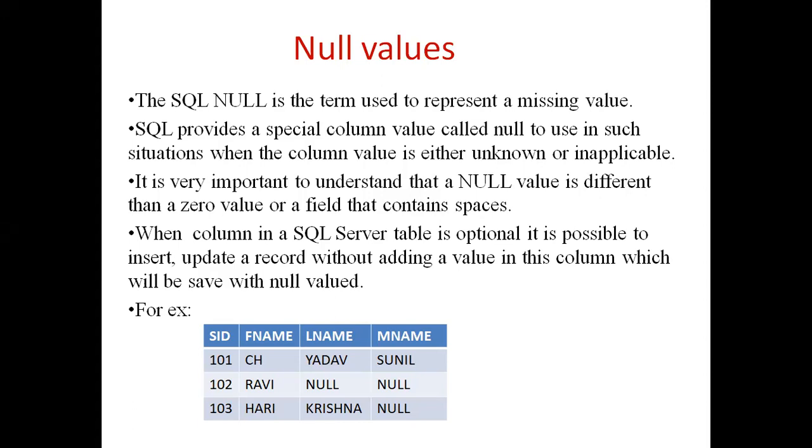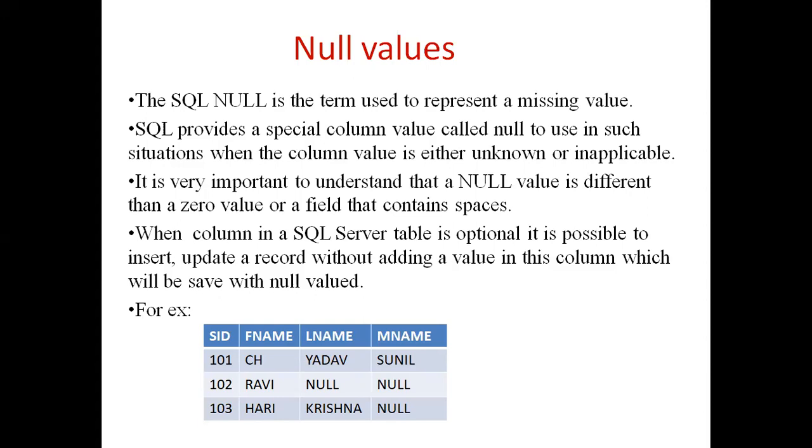So here are some examples, 3 records, of people having a first name, last name, and middle name. The first person, Sunil Yadav, has a full first name, last name, as well as a middle name. The second person doesn't have one, so we have simply put the middle name as null, right? For the third person, we have also taken the middle name as null. So in this way, we can feed the data in the database.